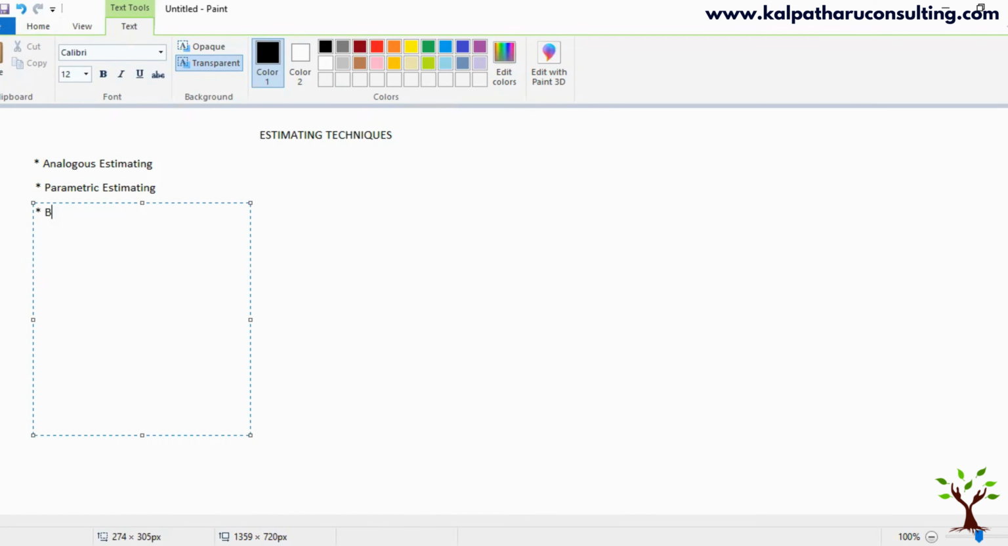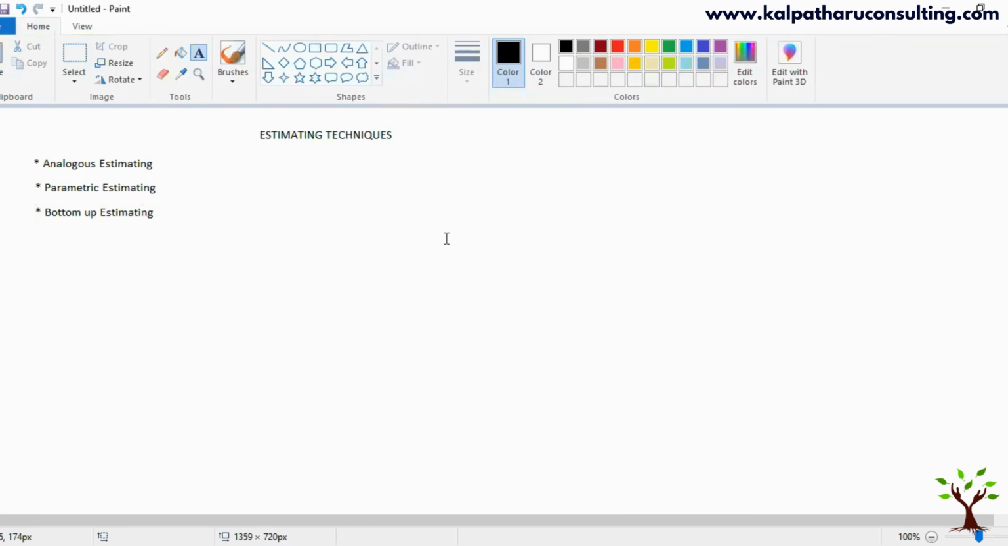And then we have bottom-up estimating. In bottom-up estimating, you are going to estimate at the lowest level and then sum up to get the total. If you remember in your process map of project management, you would have developed the WBS, work breakdown structure, from your scope statement. The lowest level is work packages, and the work packages are further decomposed into activities. So you're going to estimate at the activity level.